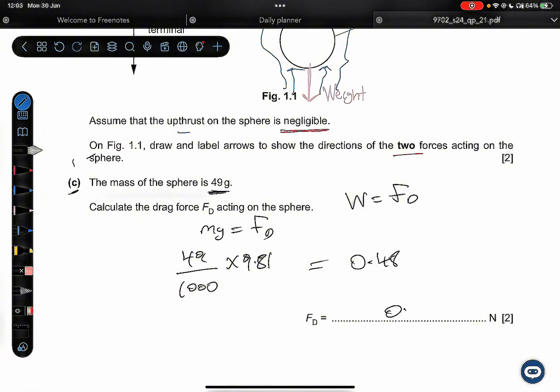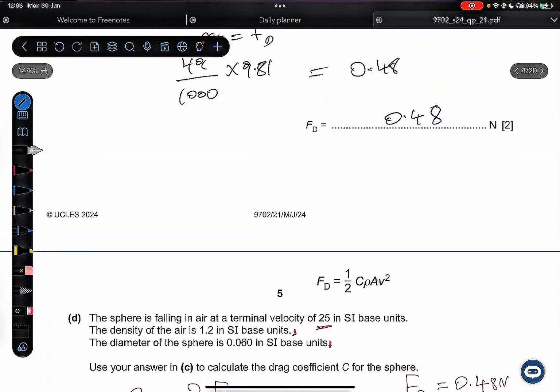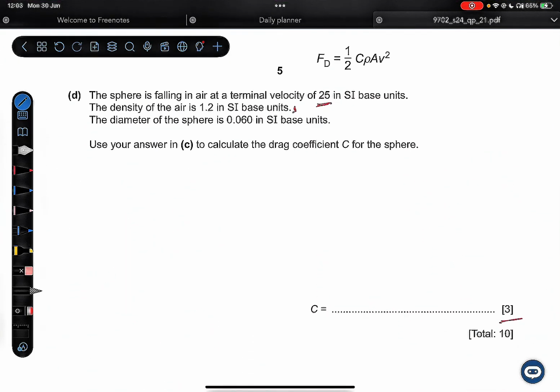And then you get your answer to be 0.48. Remember, two significant figures, since all the values in the question were given in two significant figures. So now the next part of the question is to find the drag coefficient.